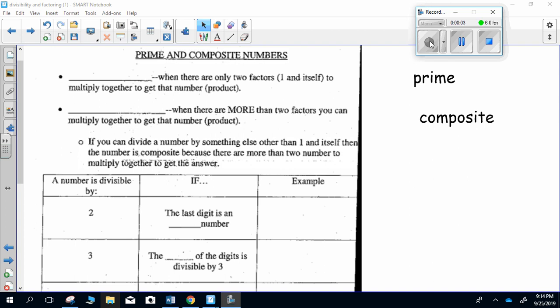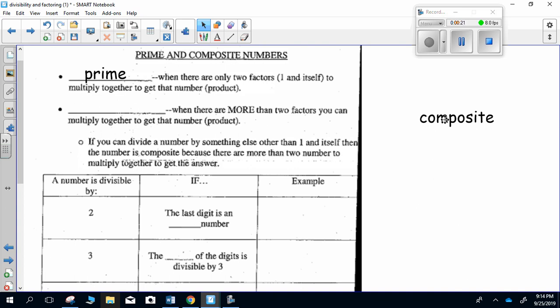Please glue this paper in the factors and multiples part of your notebook. The first thing is you're going to write the definition, or the word. When only two numbers, one and itself, multiply together to get that number as the product, that, of course, is a prime number. So write the word prime on that line.